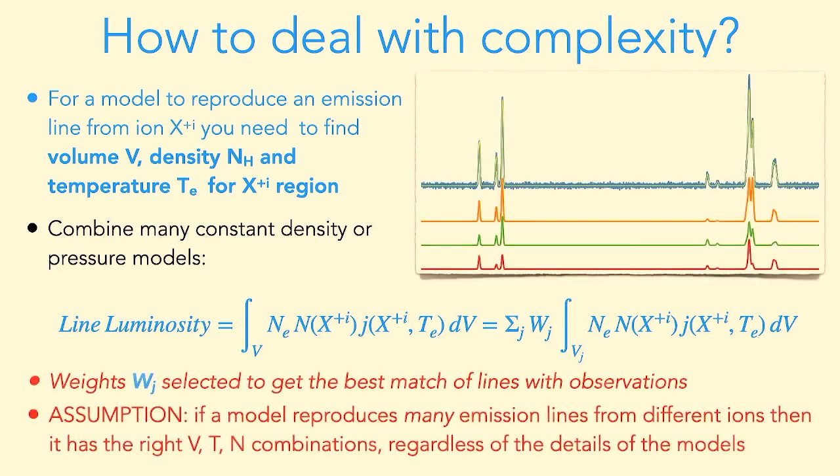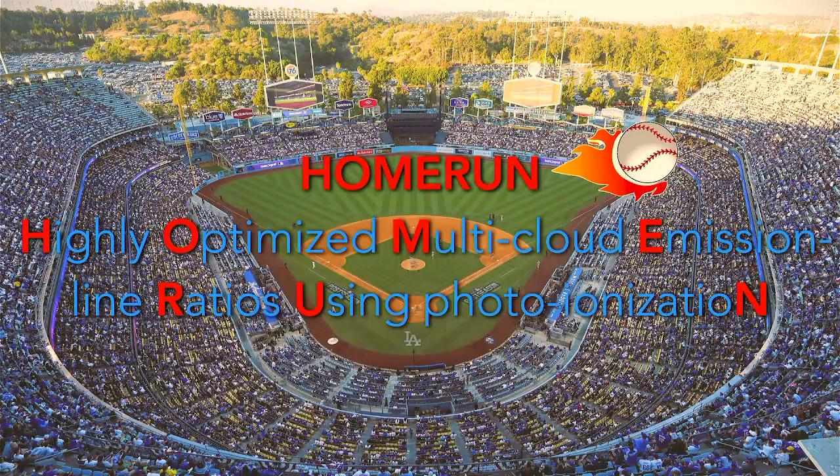And the combining factors, the weights which combine these models, can be selected just to provide the best match with the observation. So the assumption here is that if you have many emission lines and your model is able to reproduce them, then you probably have the right distribution of physical properties of the ionized gas, even if you don't really know the exact spatial distribution. So this is what we came up with: HOMERUN, Highly Optimized Multi-cloud Emission line Ratios using photoionization. I spent half a morning with ChatGPT to find an acronym that I didn't like, but it worked for me.